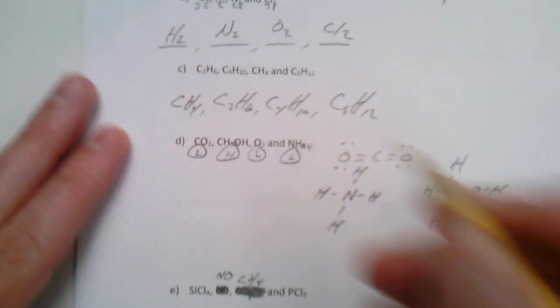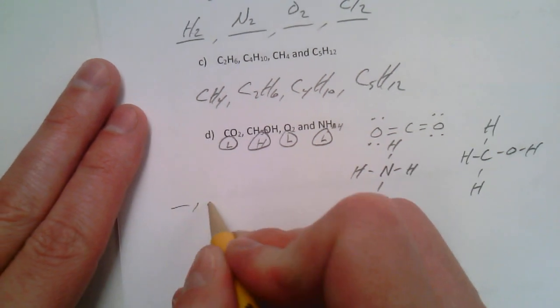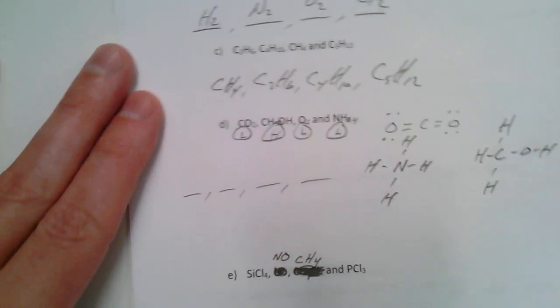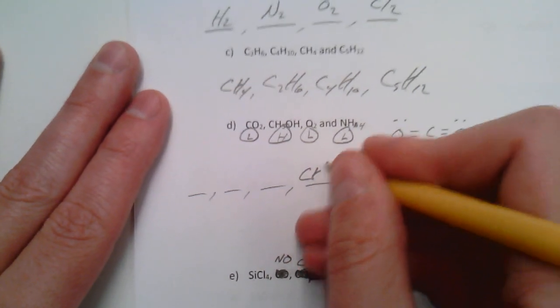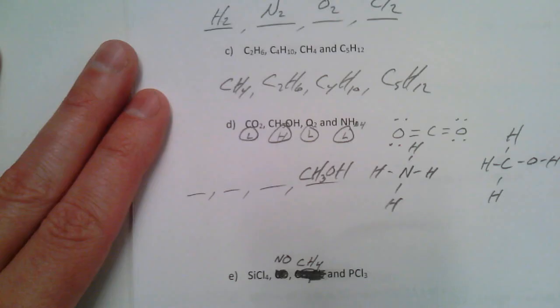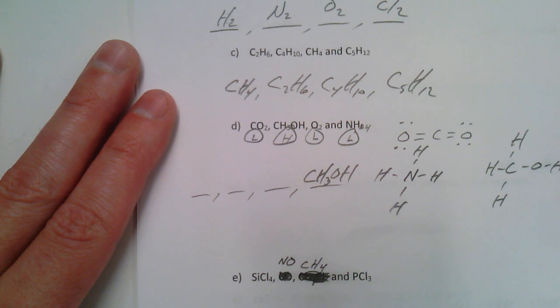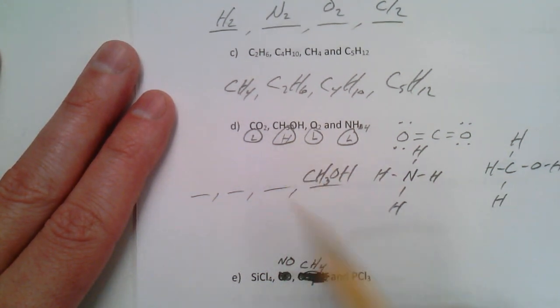So this, we know right off the bat, if we're going to make our 4 spots, that methanol, CH3OH, is going to have the highest boiling point because it has hydrogen bonding and the rest are only London.